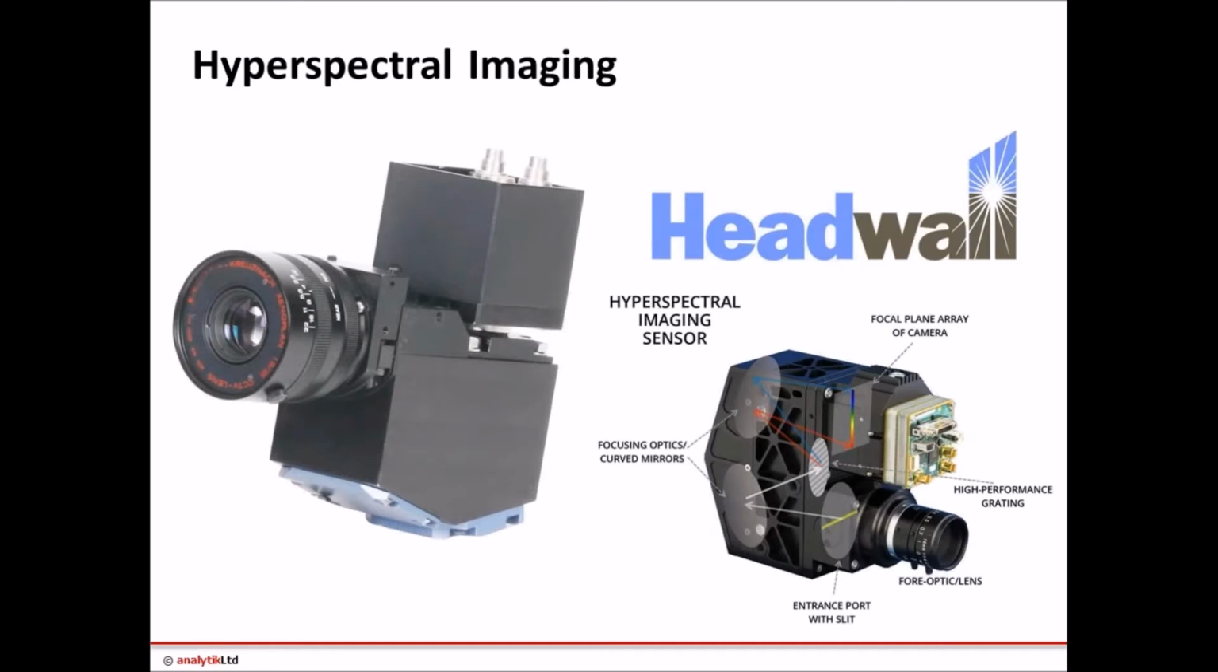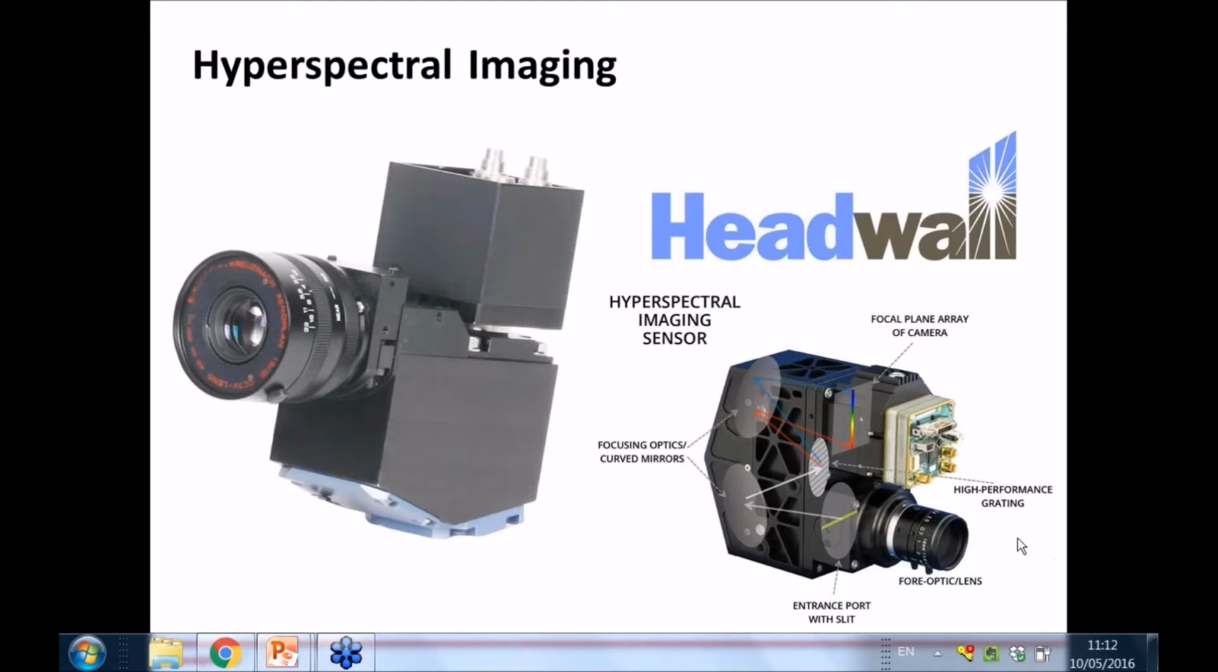So here we can see an example of a Headwall Photonics hyperspectral imaging spectrograph. What you can see is it's very compact, it's quite small actually, the way that the Headwall design works. Down in the bottom right we have a schematic of how they work.